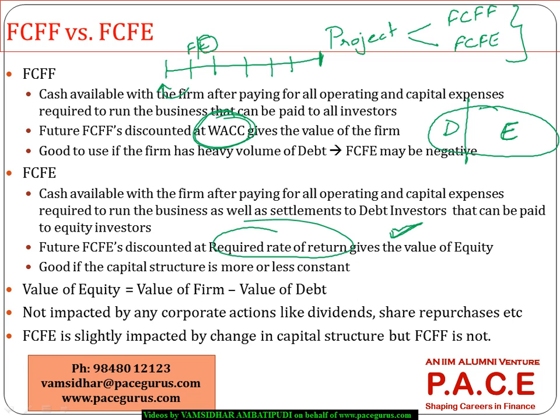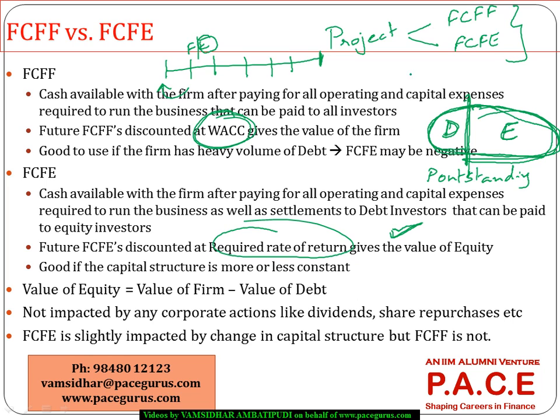So the FCFF model will give me the total value of the firm, not the value of a share, right? Out of that total value of the firm, I remove the value of the debt, which is nothing but the amount of debt principal that is outstanding as of that particular date. If I remove that value of debt, whatever I am left with is the value of equity.